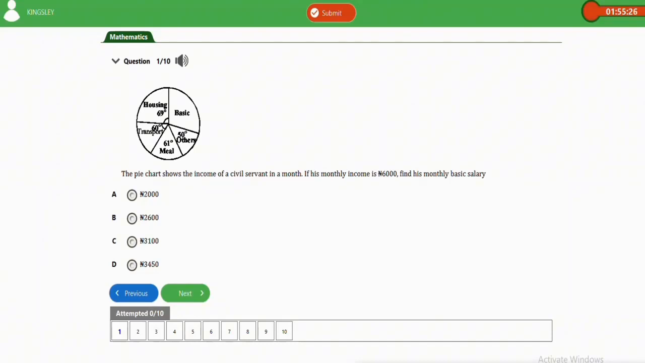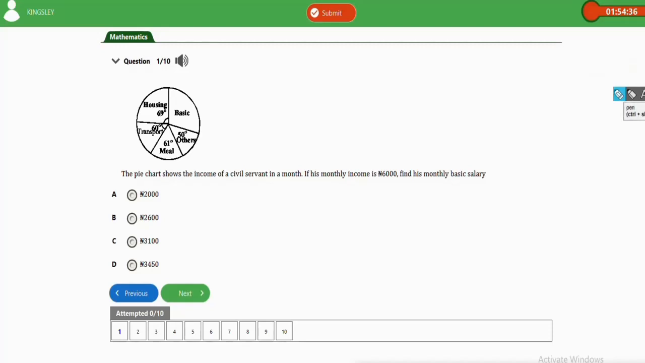The first question says, the pie chart shows the income of a civil servant in a month. If his monthly income is 6,000 naira, find his monthly basic salary. As we all know, for pie charts, the sum of the degrees of the angles is 360 degrees. In this question we don't have the degree of the basic salary.